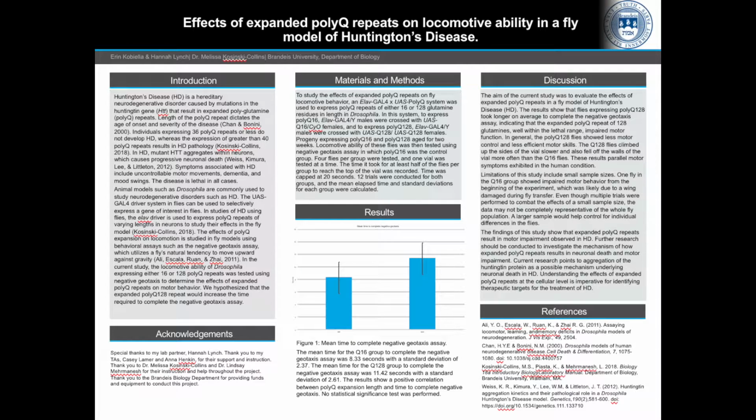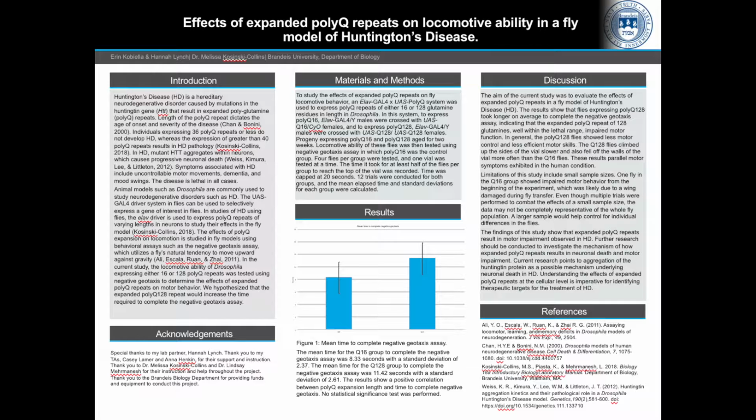To study the effects of expanded polyQ repeats on fly locomotive behavior, we used an ELAV-Gal4 UAS polyQ system to express polyQ repeats of either 16 or 128 glutamine residues in the flies. So for this system, we took ELAV-Gal4Y males and crossed them with UASQ16 CYO females or UASQ128 females. The progeny expressing either polyQ16 or polyQ128 were aged for 2 weeks, and then we tested them using the negative geotaxis assay.